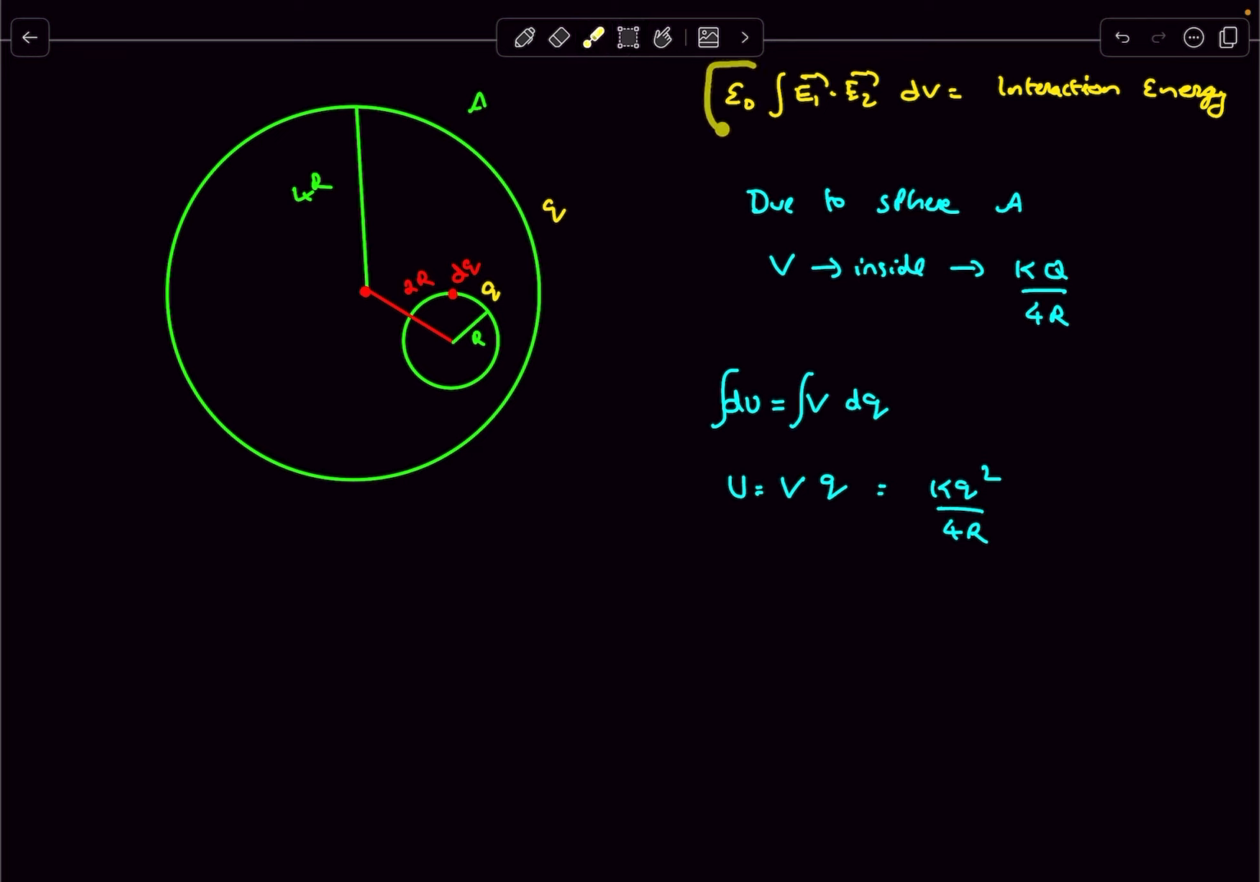So we finally figured out the value of this integral. It is kQ square by 4r. Now the denominator in our current problem was integral of E1 dot E2 times dV, so this would just become kQ square divided by 4r epsilon naught.